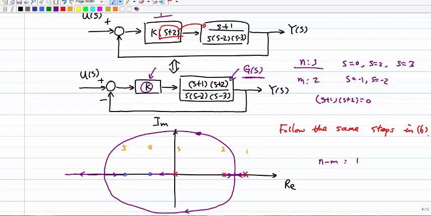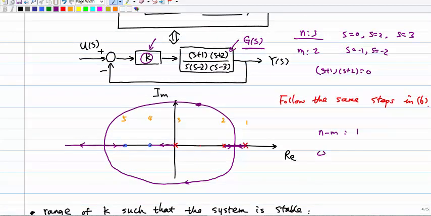Of course, you can compute the centroid and the angle phi sub A. You have one angle, which is 2q plus 1 divided by n minus m times 180. Here, q starts from 0 until n minus m minus 1, so from 0 to 0. So the only value q can be is 0. If you put 0 over here, it is 2 times 0 plus 1, which is 1, divided by n minus m, which is also 1. 1 divided by 1 is 1. 1 times 180 is 180 degrees.